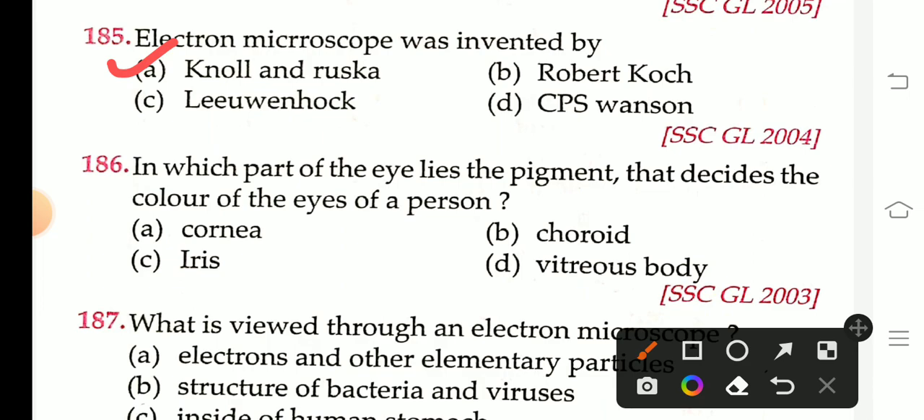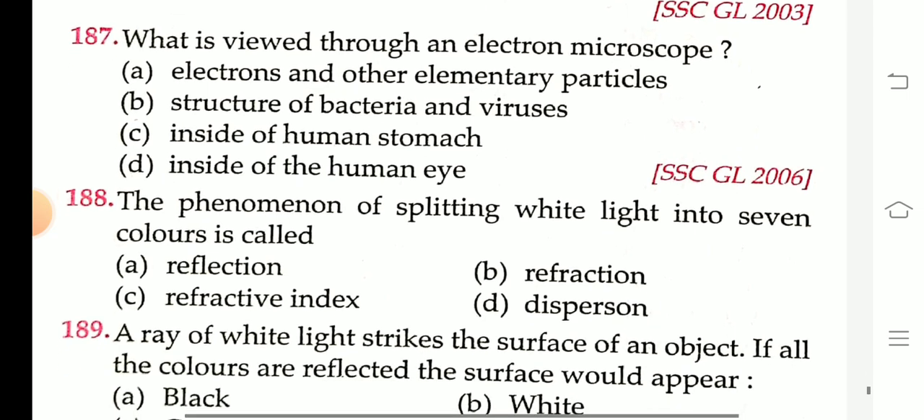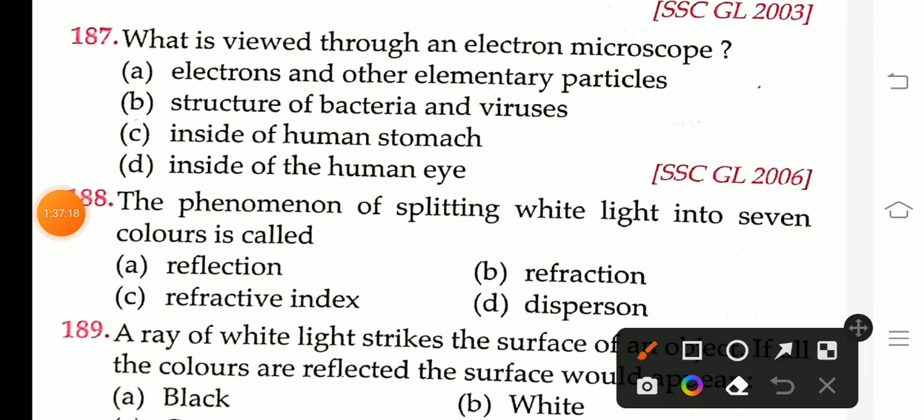Next, in which part of the eye lies the pigment that decides the color of the eyes of a person? Right answer option B. Choroid. Next, what is studied through an electron microscope? Right answer will be option B. Structure of bacteria and viruses.